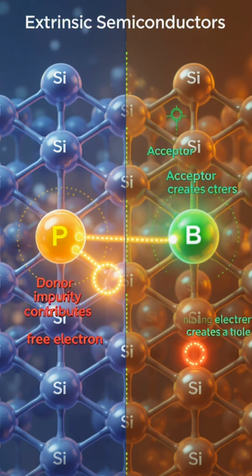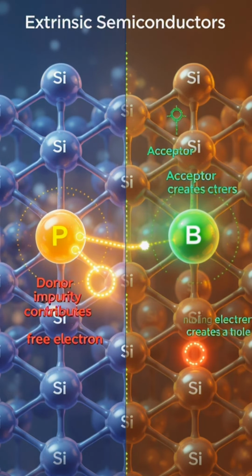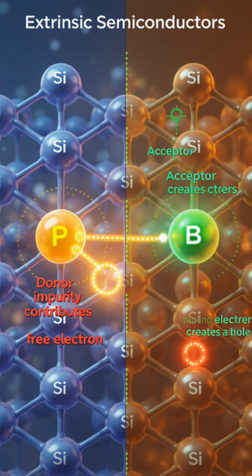Extrinsic semiconductor. To increase conductivity, impurities are intentionally added. This process is called doping, and the resulting material is called an extrinsic semiconductor. Depending on the type of impurity added, we can create either an N-type or P-type semiconductor.